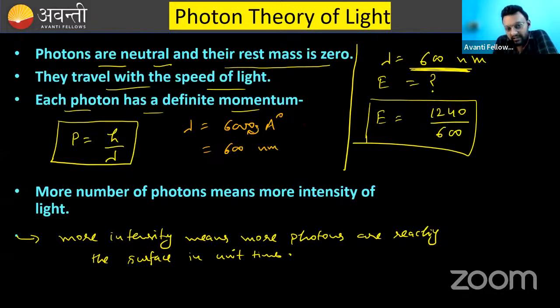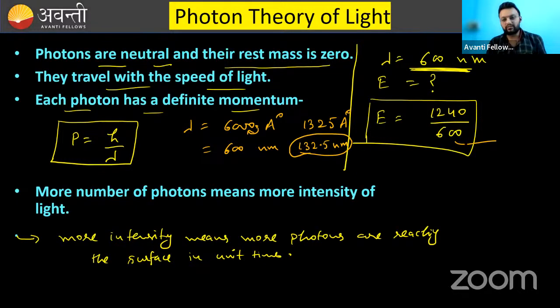For example, if it is mentioned as 1325 angstrom, then what will it be in nanometer? Place the decimal one place earlier, that will be 132.5 nanometer. These are simple things and you should remember them. What is most compulsory? Place this value in nanometer. Nothing else. Clear? Moving further.